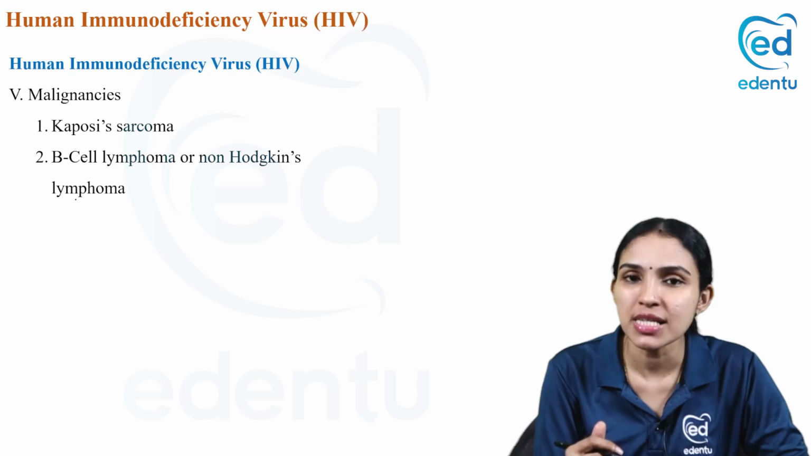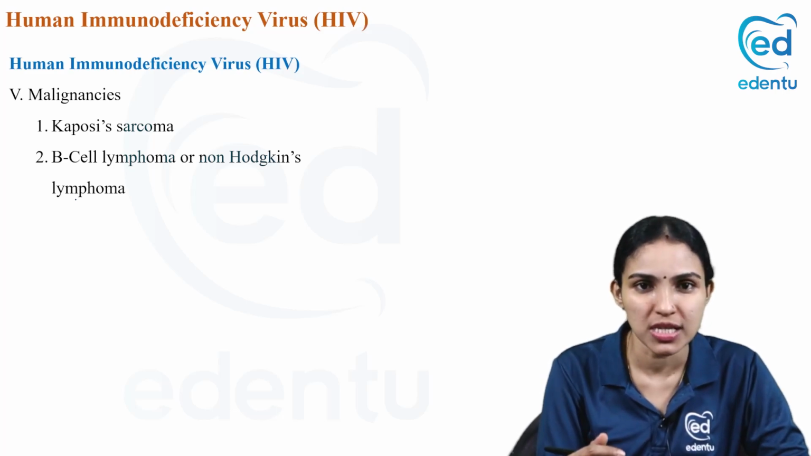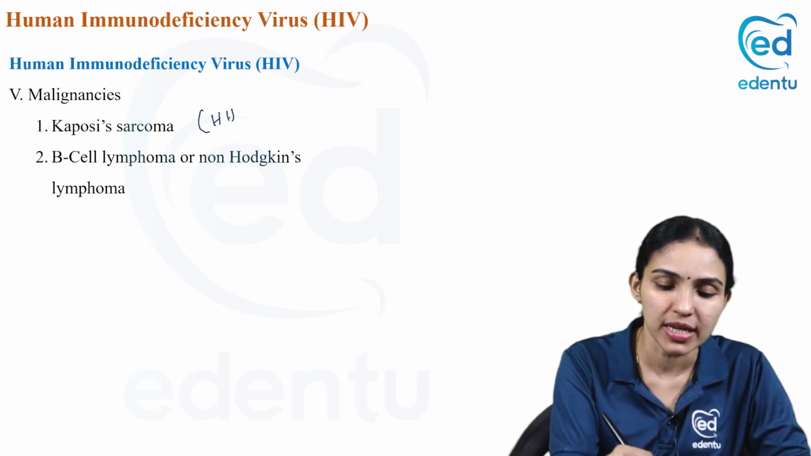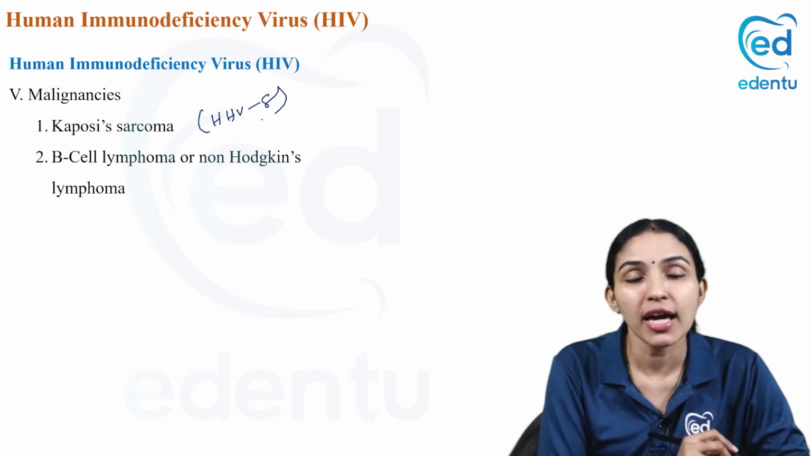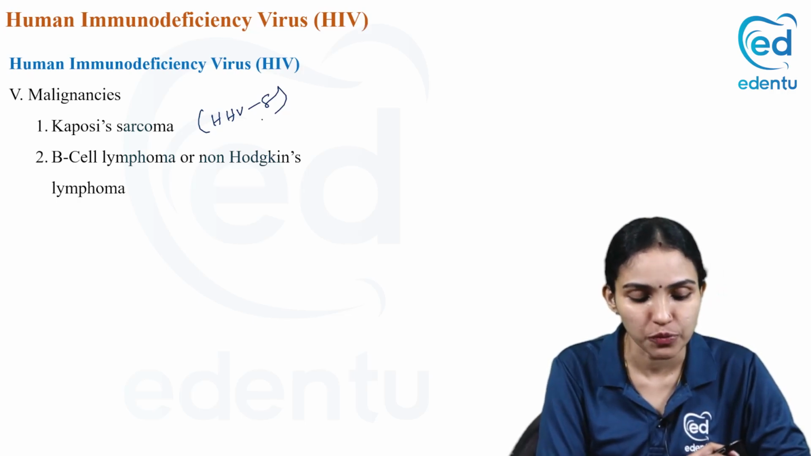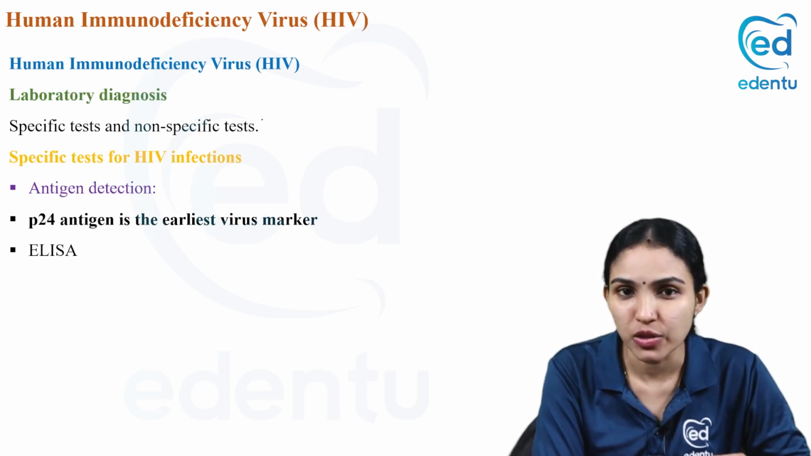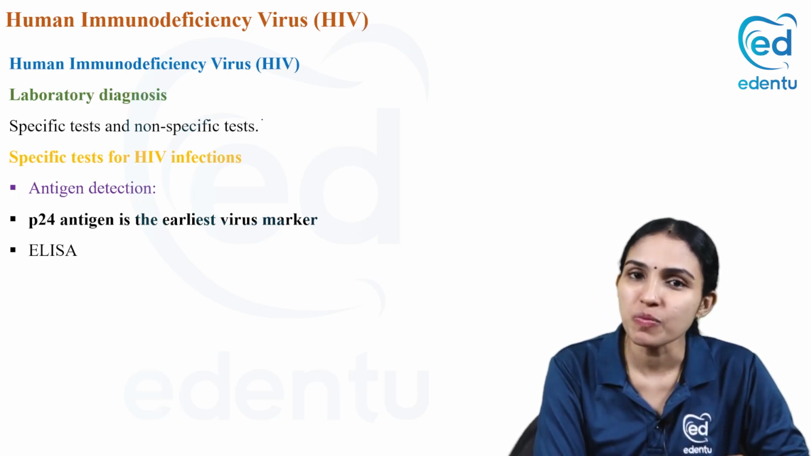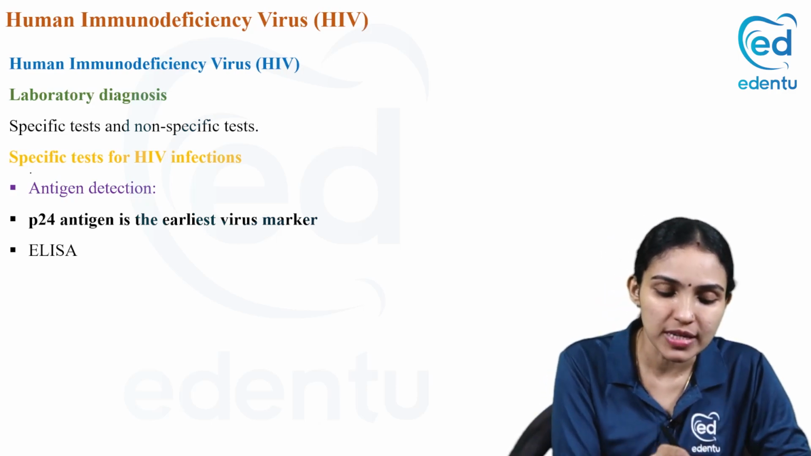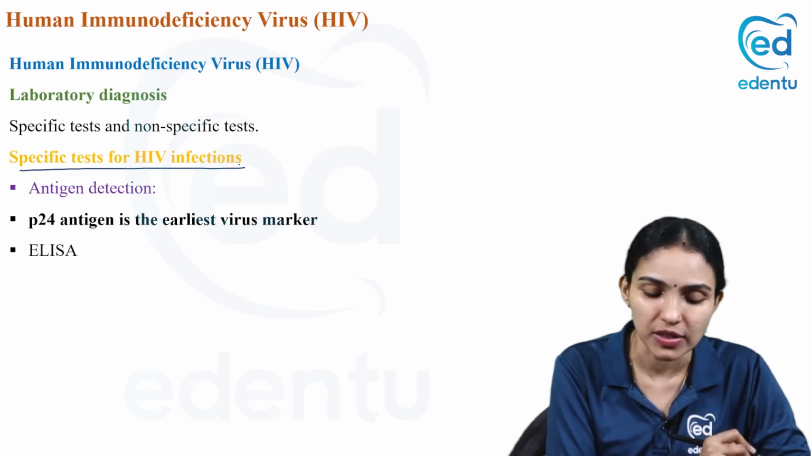So what are the malignancies associated with HIV? Kaposi sarcoma, which is actually caused by HHV8, and B cell lymphoma, non-Hodgkin's lymphoma. All these can happen in HIV. Now we are going to see how we diagnose HIV infection. You have specific and non-specific tests. First we will see what are the specific tests for HIV.